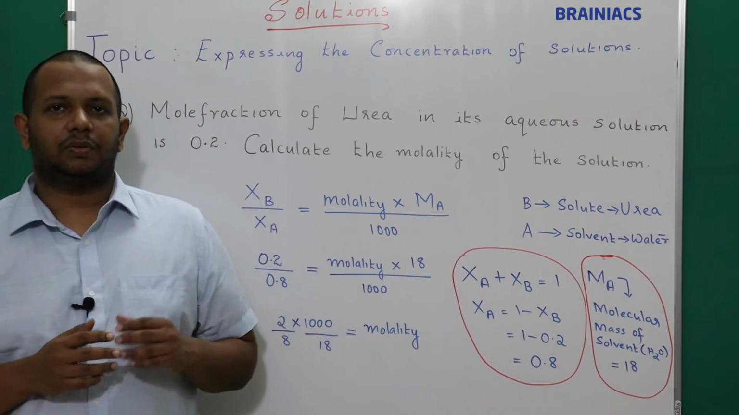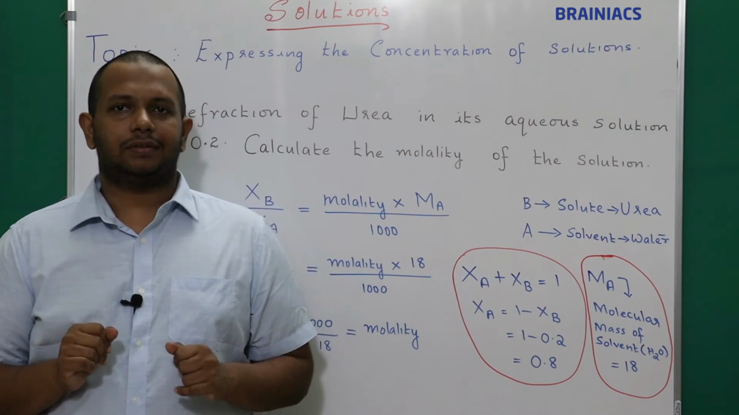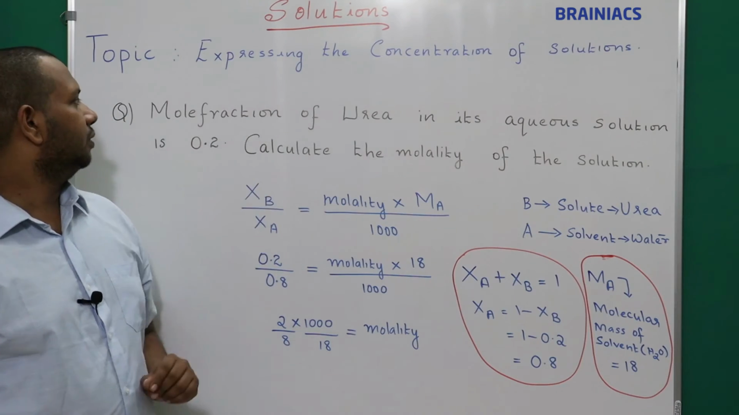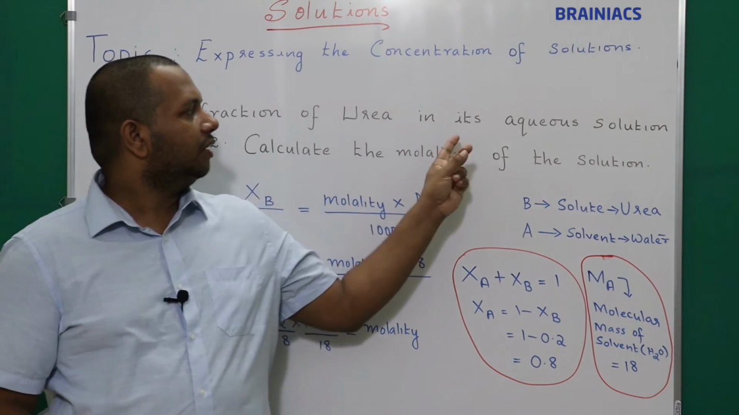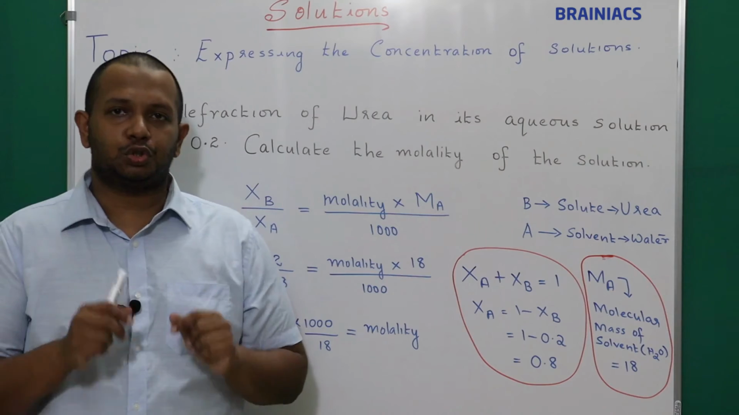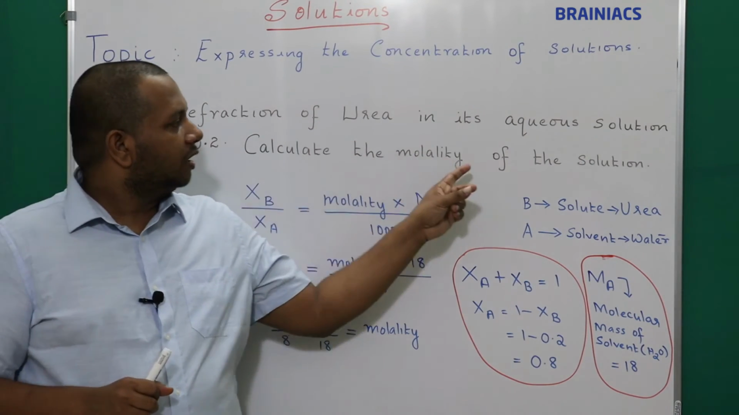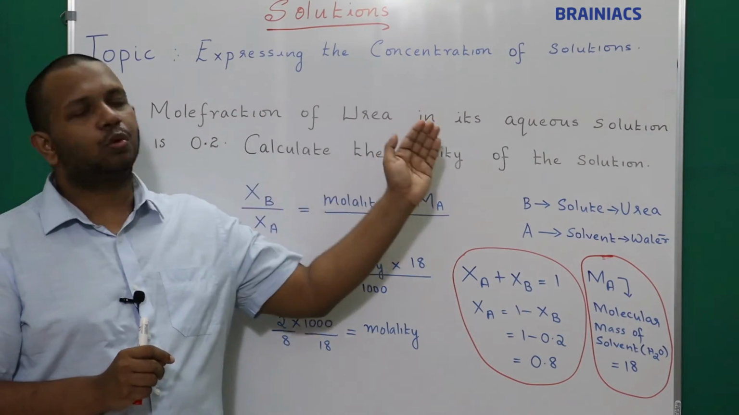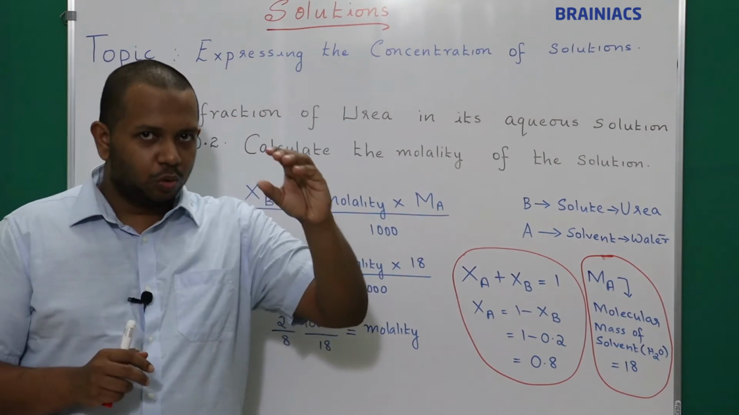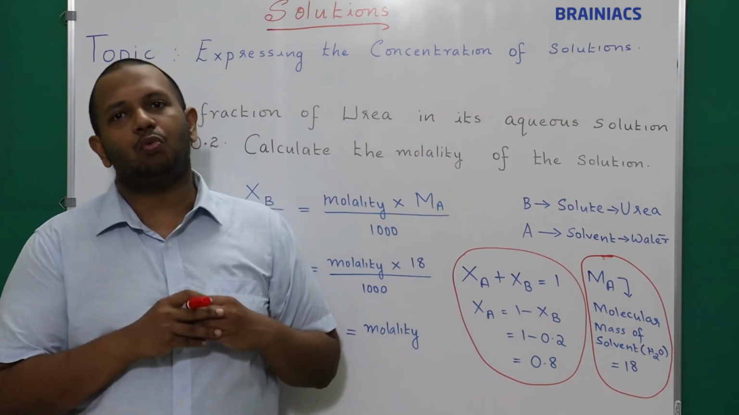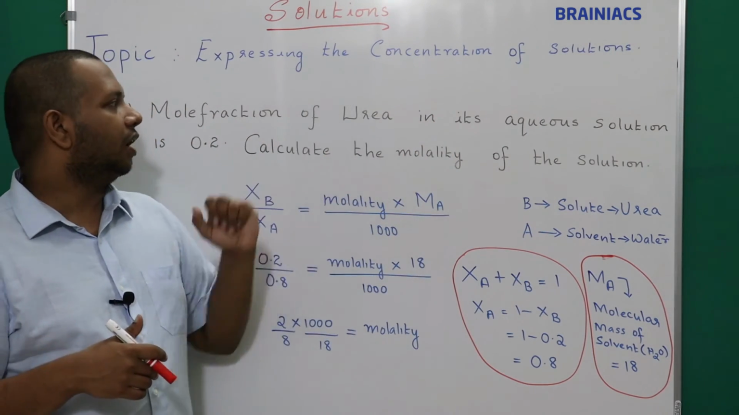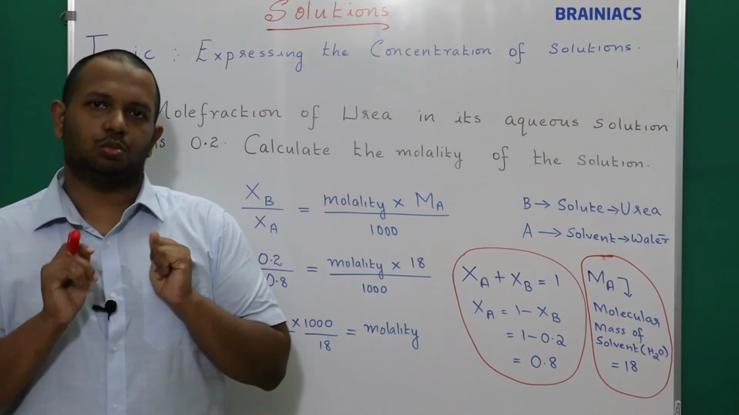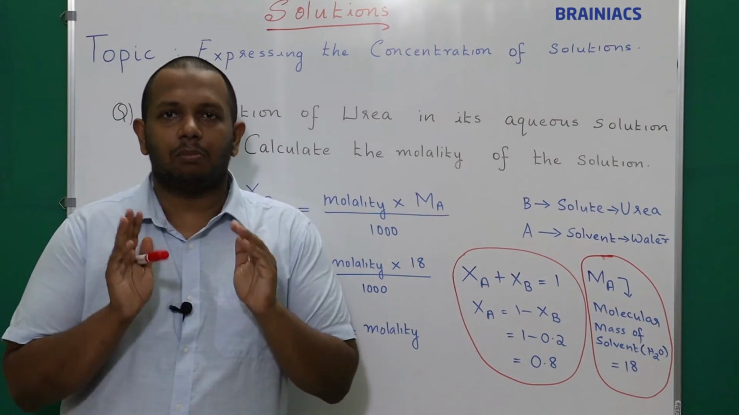Hi, so in the last session we have seen the relation between molality and mole fraction. Now we will do a question based on that concept. I hope you are able to read the question. The mole fraction of urea in its aqueous solution is 0.2. Calculate the molality of the solution. So first we will interpret the question. Urea in aqueous solution means urea mixed with water. My solute here is urea, and its mole fraction is given as 0.2. They are asking you to calculate the molality.